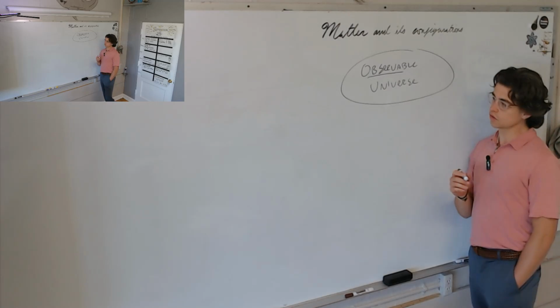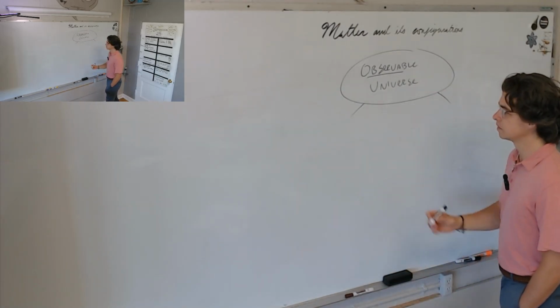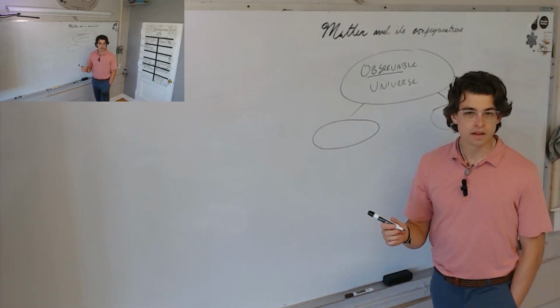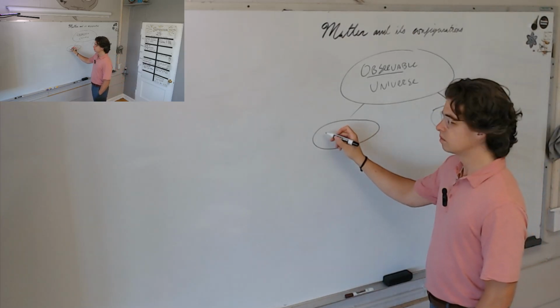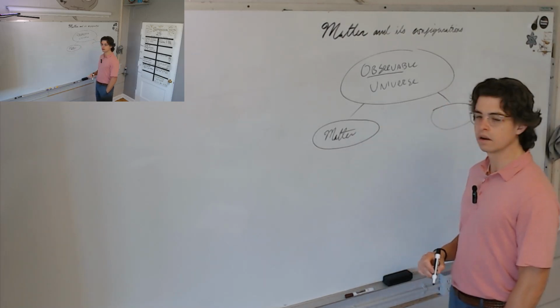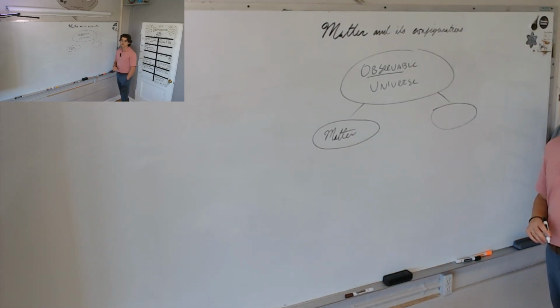Within the observable universe, what are there? There are two things. Matter. Yes. Who said that? Nice job, Wes. Suspiciously nice job, Wes. Matter. And space.